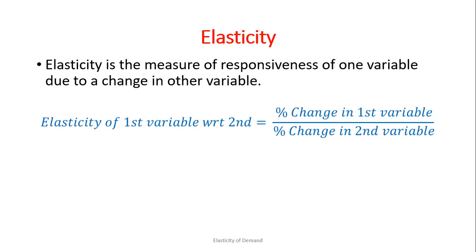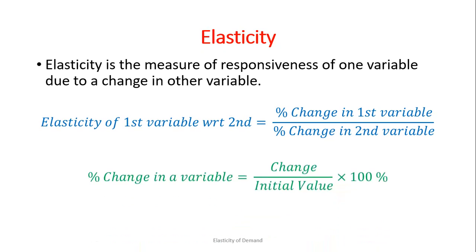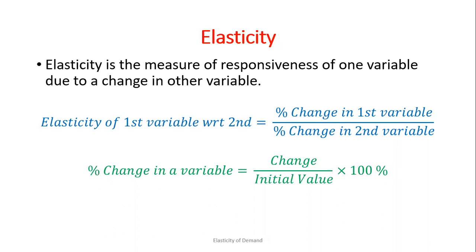We use this formula, that is percentage change in reaction variable divided by percentage change in cost variable. Here, the reaction variable is the first variable, whereas the cost variable is termed as the second variable. We measure the change in a variable in percentage form by using this formula.